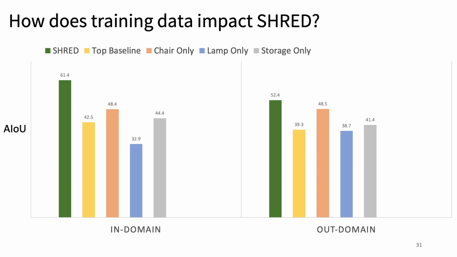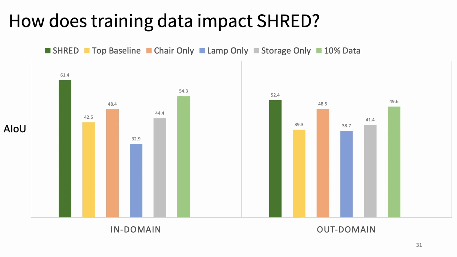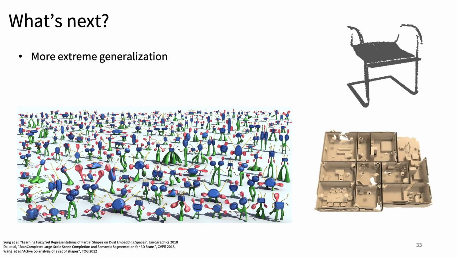However, if we retrain Shred with the same 3 in-domain categories, but use only 10% of the data per category, the performance remains strong. In fact, this version achieves better average IOU than the best baseline method or any single category trained version. To conclude, there are many exciting avenues of future work within this space.